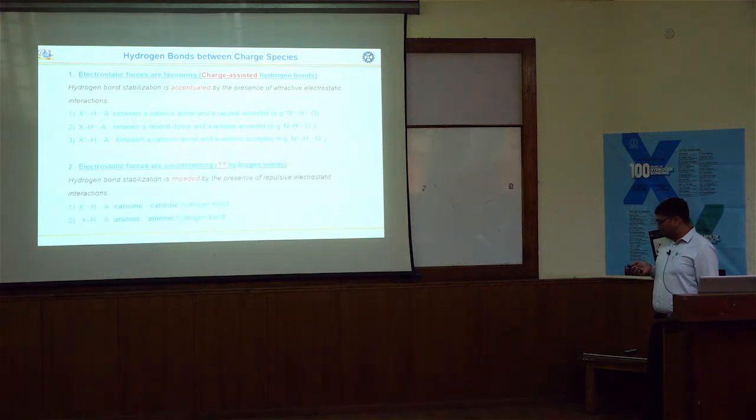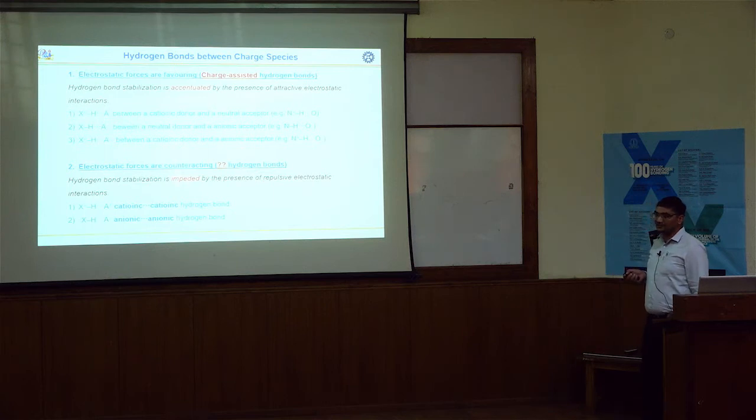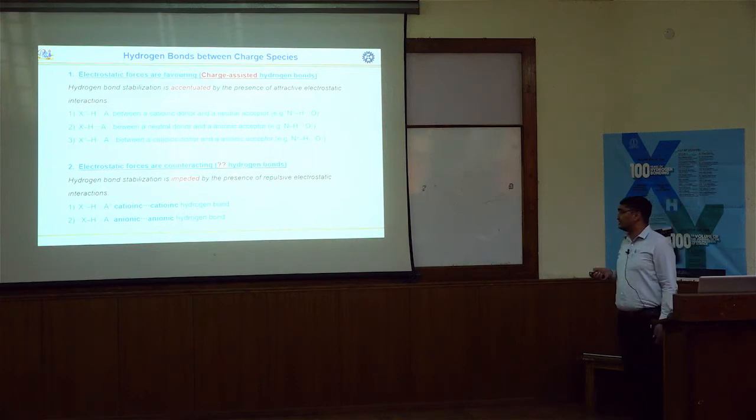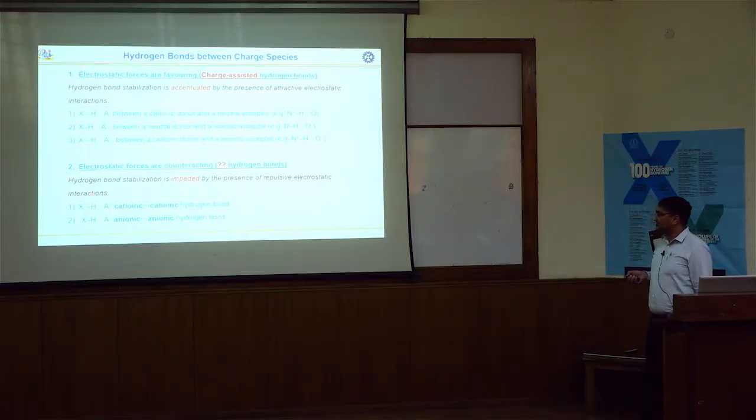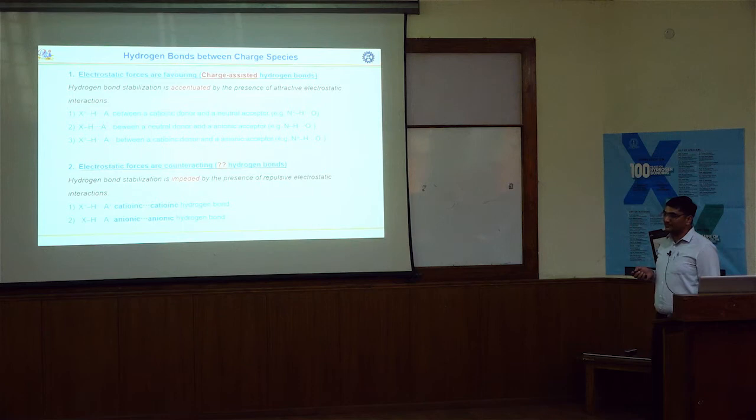Another situation can also be thought of where these electrostatic forces are not favoring hydrogen bond formation. The hydrogen bond stabilization in this case has to face the repulsions and destabilization arising from the same charge species. These can be categorized as same-charge hydrogen bonds, either of cationic type or anionic type. Although these kinds of interactions were quite common, they remained largely ignored for quite a long time.